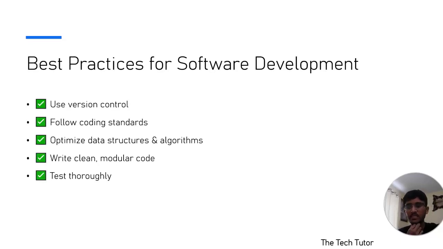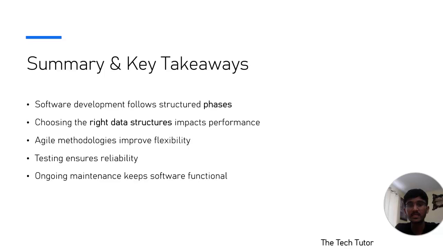Now coming to some best practices for software development. Here are some things that we need to know. Use version control to track code changes. Follow coding standards for readability. Optimize data structures and algorithms for efficiency. Write clean, modular code and test thoroughly before deployment. By sticking to these principles, you'll write better, more maintainable software.